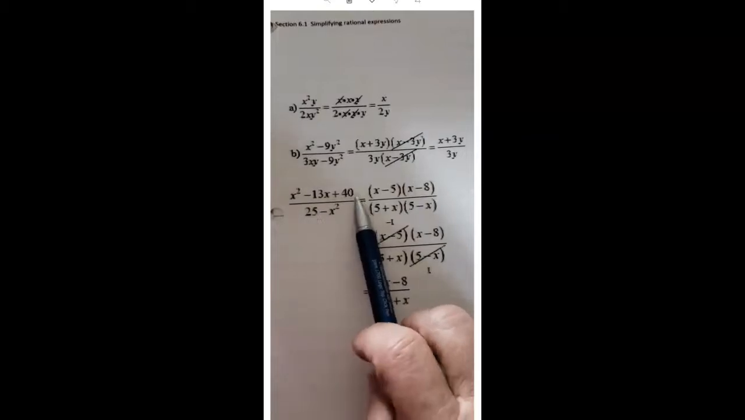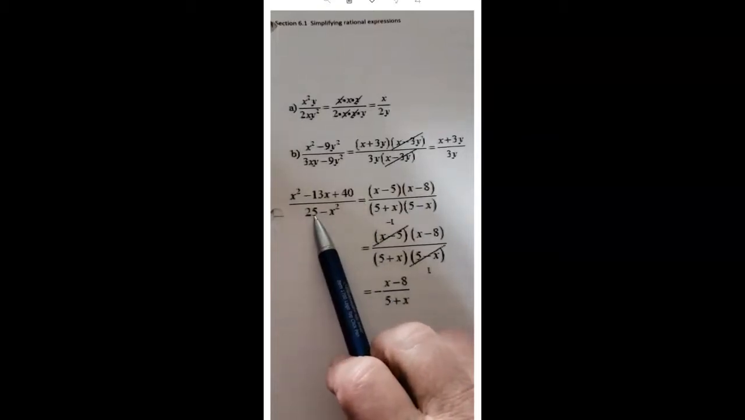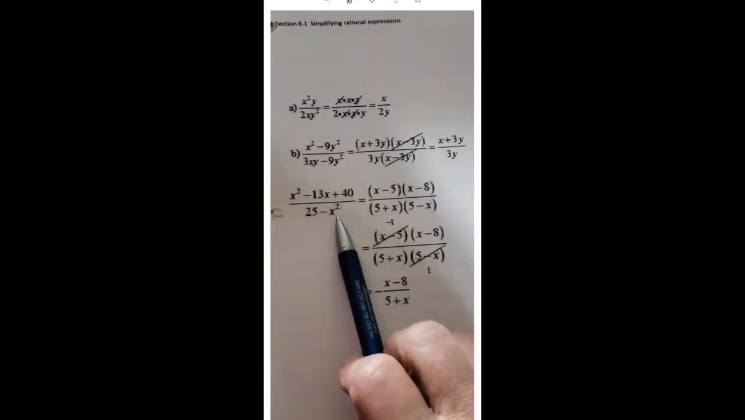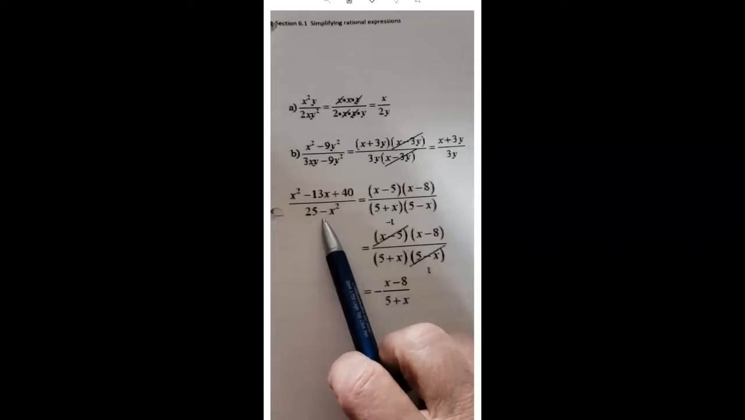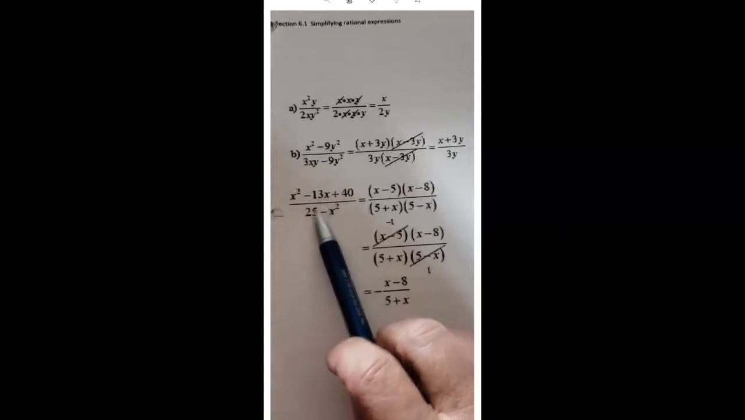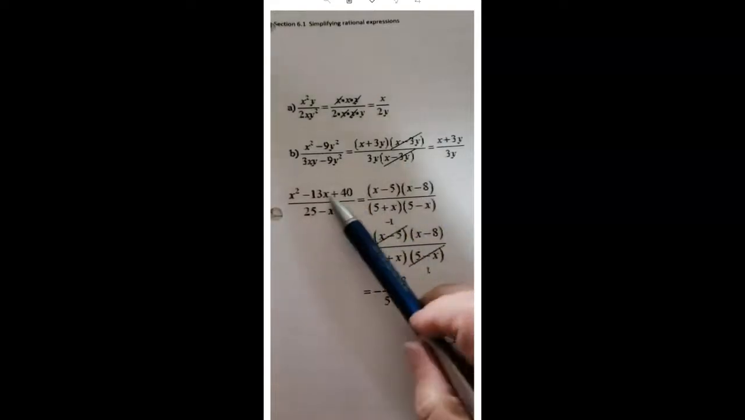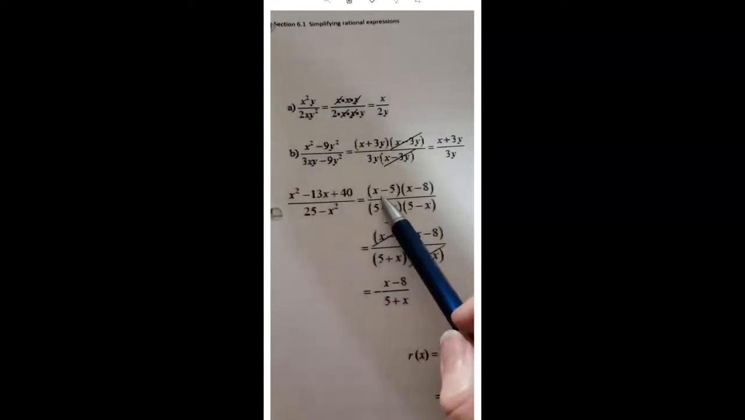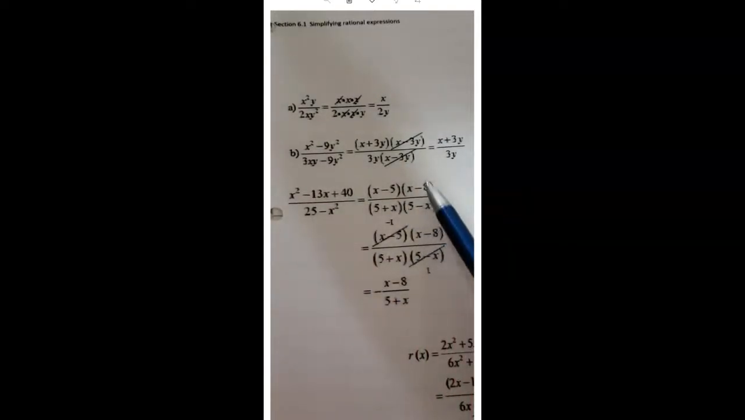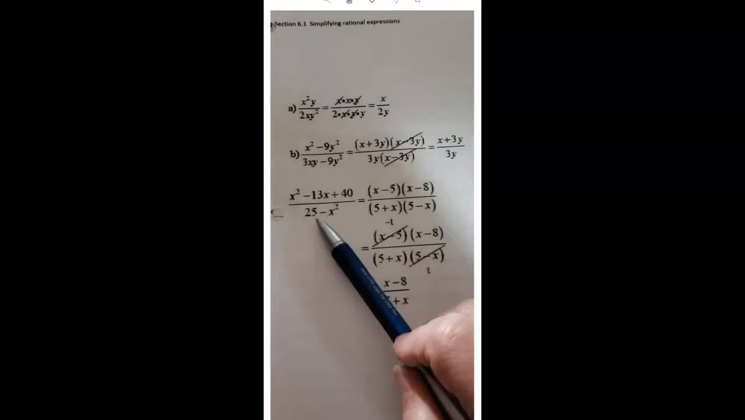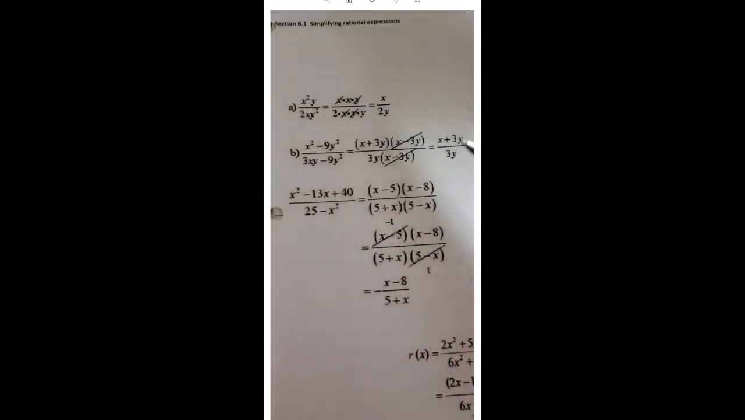So this is a trinomial divided by a binomial. There's an add or subtract sign there, so, nope, can't cross anything off. I can't do that 25 and that 40. That's a no. So I have to factor the top one, which would be x minus 5 and x minus 8. I have to factor the bottom one, which would be 5 plus x and 5 minus x, because remember, this is a difference of 2 squares.